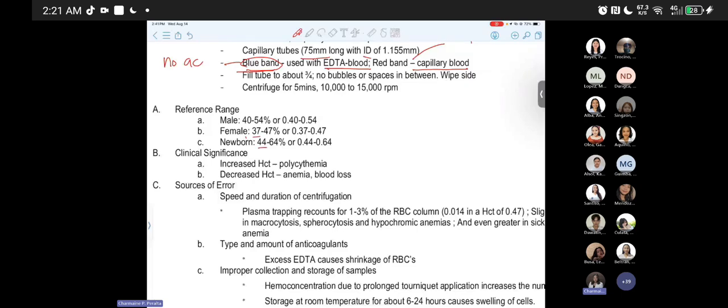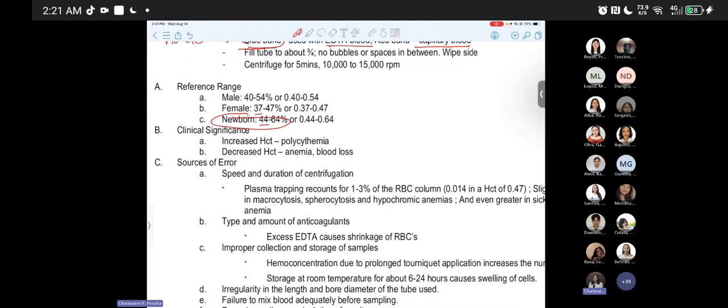Okay, mataas ang hematocrit ng newborn, kaya sa internship ninyo, if nag-manual method kayo, manual method yung sa capillary method, tapos nabasa ninyo mataas, it is normal for newborn. Okay, clinical significance: if mataas ang hematocrit, polycythemia, ang daming red blood cells. If mababa ang hematocrit, anemia or blood loss. Ibig sabihin, yung ratio ng RBC against plasma is mababa.